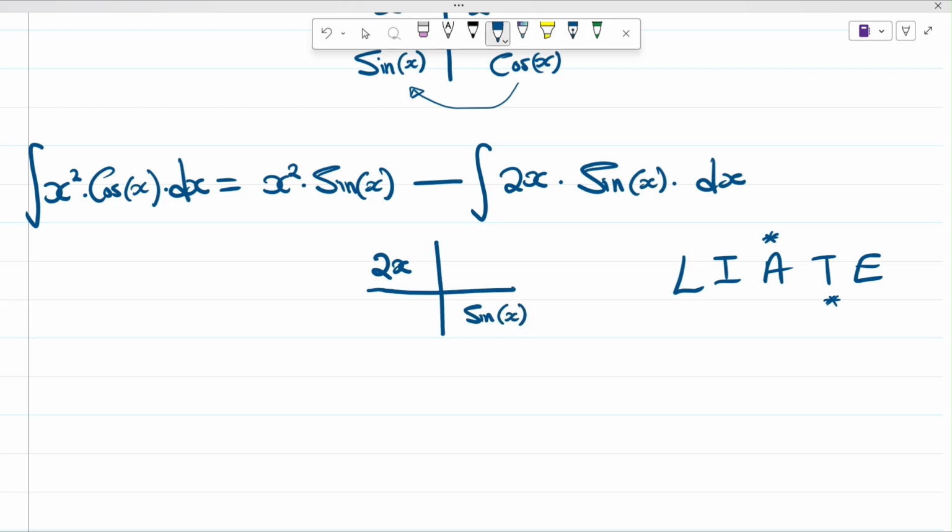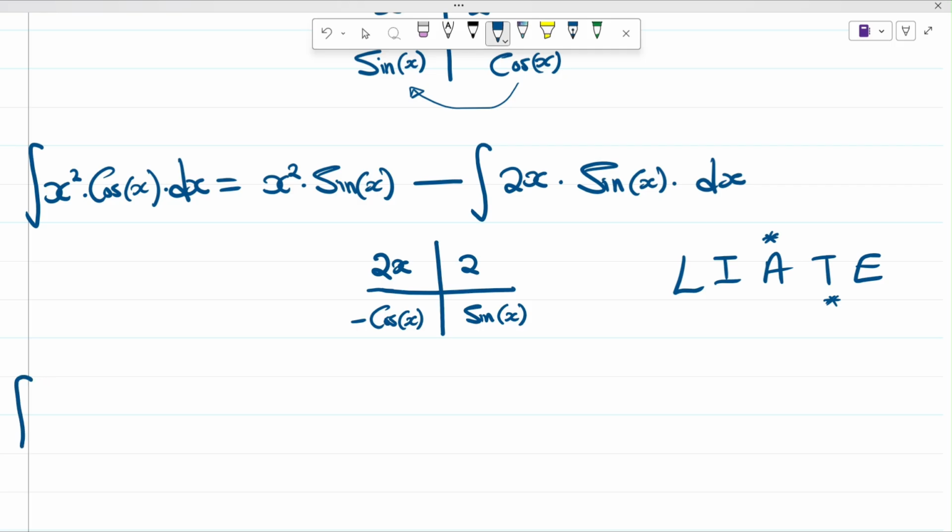You understand? So from here to here, we differentiate. From here to here, we integrate. So now let's do that. When we differentiate 2x, it becomes what? Only 2. When we integrate sine x, what do we get? We get negative cos of x, right? So this one becomes negative cos of x. And then from here, we can continue with our solution, right?